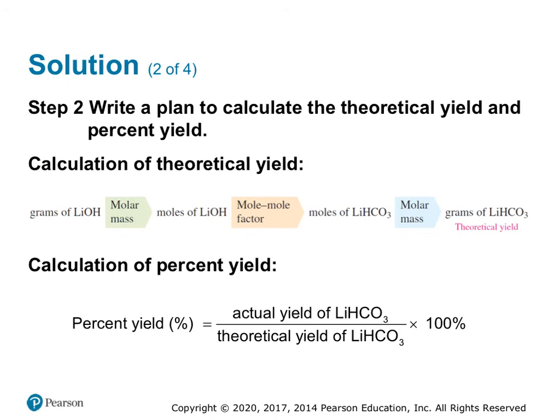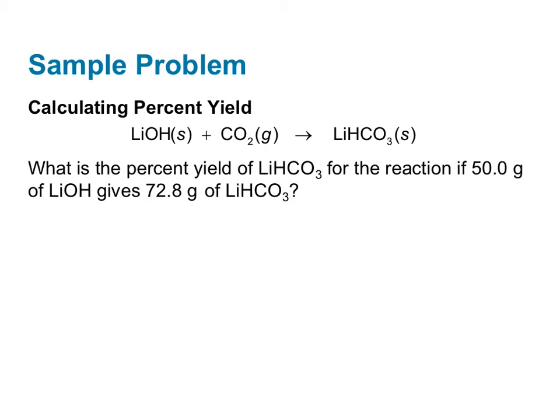So here's our plan. We're going to start with grams of lithium hydroxide, use molar mass to get us to moles of lithium hydroxide. Then we're going to use the mole to mole factor, or the mole ratio, to get us to moles of lithium bicarbonate. Then we'll use the molar mass to get us to grams of lithium bicarbonate. That will be our theoretical yield. Then we'll take the actual yield that they gave us, divided by the theoretical yield we calculated. Notice it's for the same compound. That's what we have to have. So what is the percent yield?